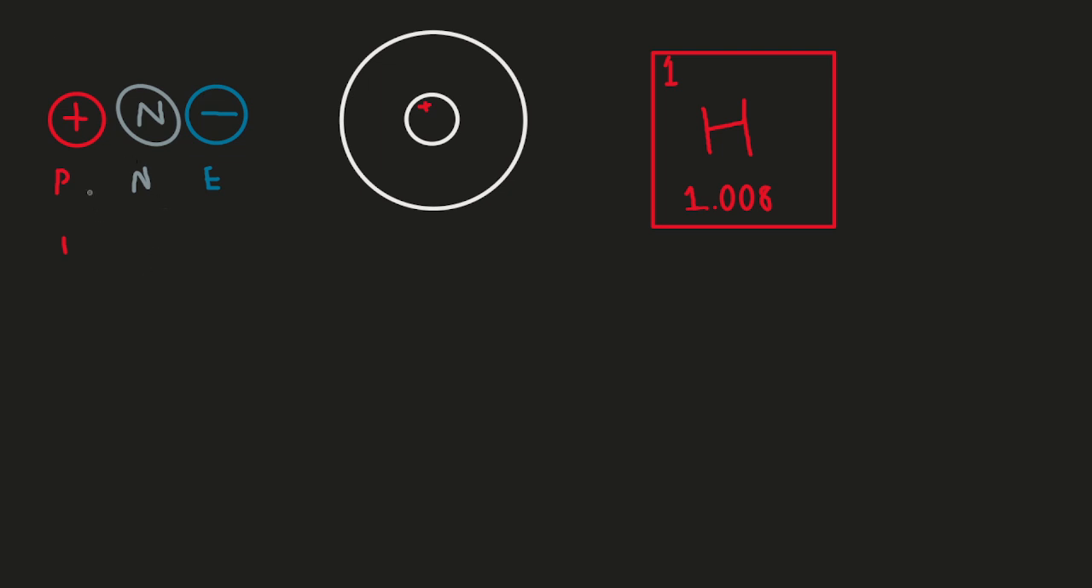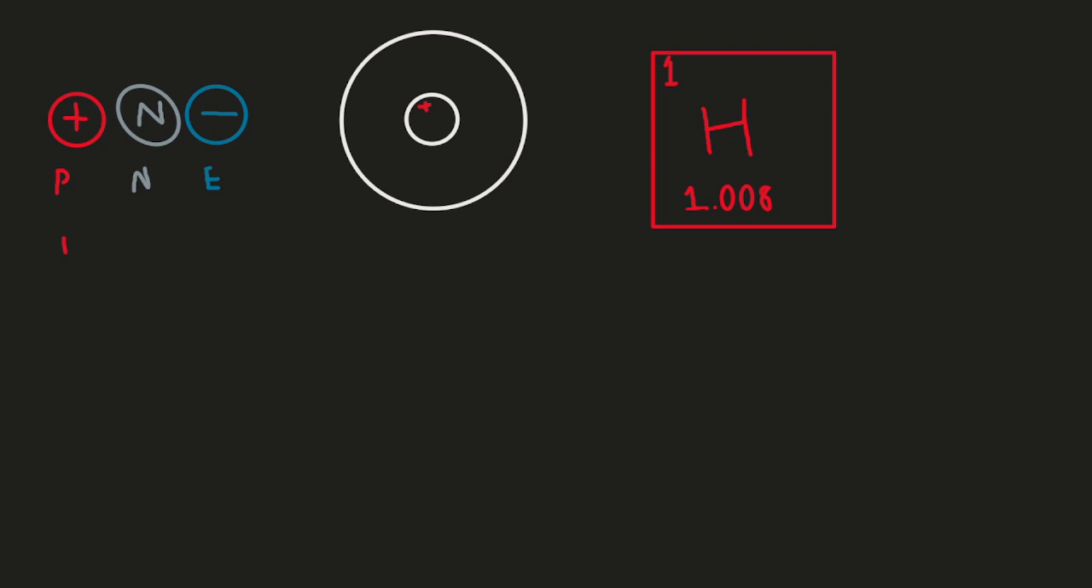Now, the number of neutrons determines the isotope of the atom. An isotope is differences in the mass of the atom. And how do we know the average mass of a hydrogen atom? We also look at the periodic table. Usually underneath the letter of the element is an average number. So this is the average mass of hydrogen.